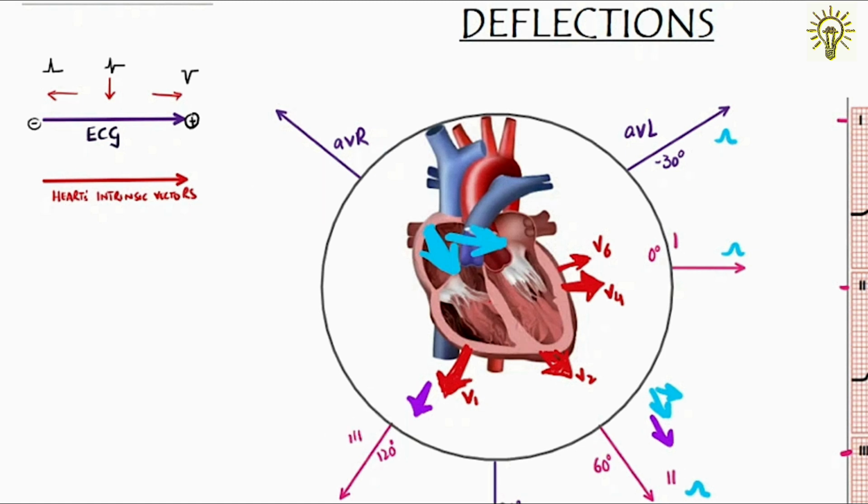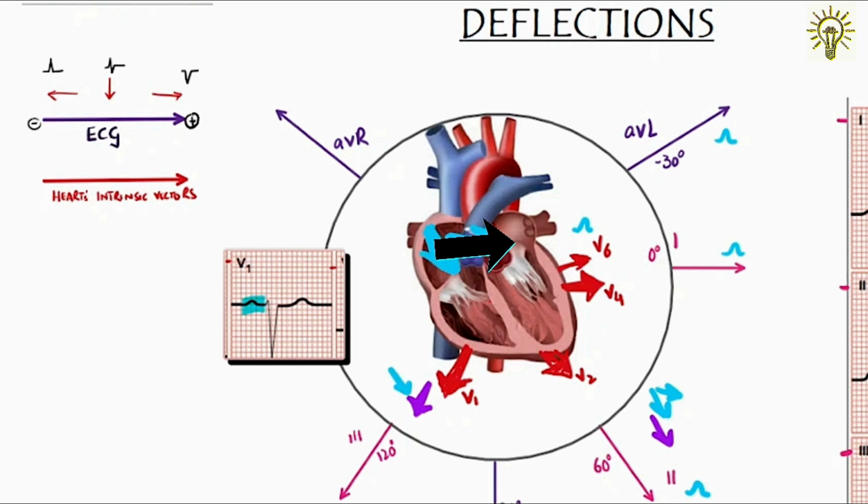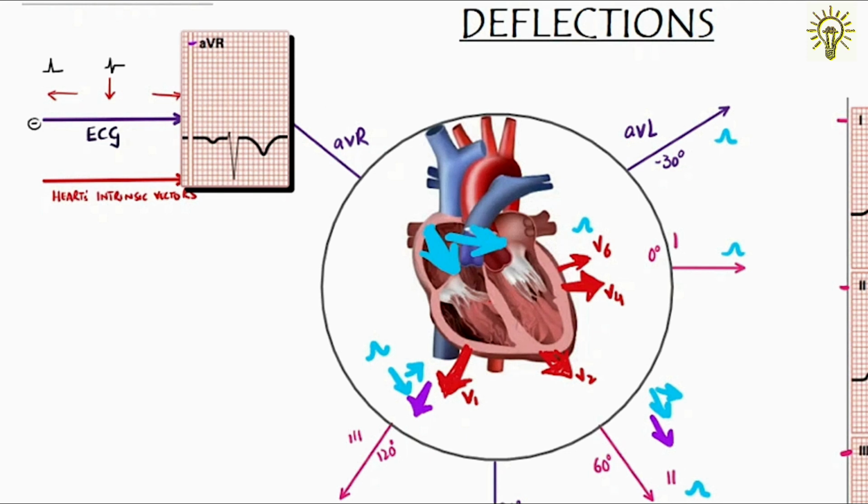For V1, the initial rise of the P wave is due to downward atrial current in the right atrium. This is followed by a negative deflection because of current moving towards the left atrium, which is moving away from V1. This can produce a biphasic waveform, which is considered normal. As for AVR, the atrial currents moving downwards and to the left atrium are both in the opposite direction, so a negative P wave is normal in AVR.